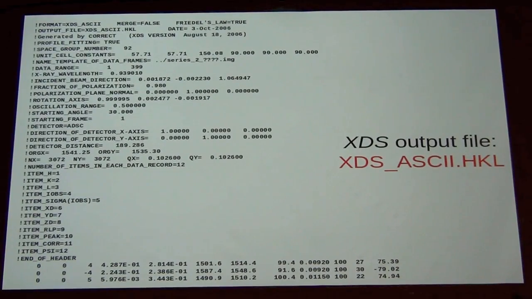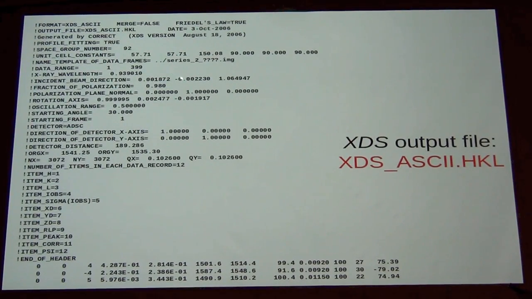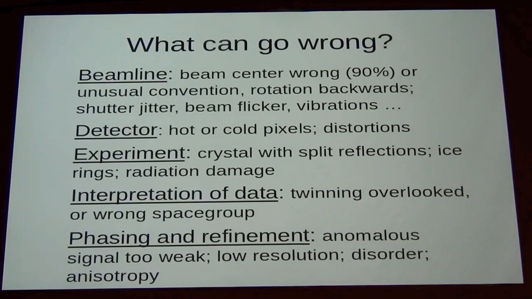Okay. So this is what this final output file looks like. It has a header documenting the geometry and cell parameters and everything of your experiment. So in principle, if you have this file, you know what has been done. And in the end, you get this list of reflections: HKL, intensity, standard deviation of intensity, X and Y position on the detector where it was found, the frame number, it can be between two frames, and other stuff that is not so important here.